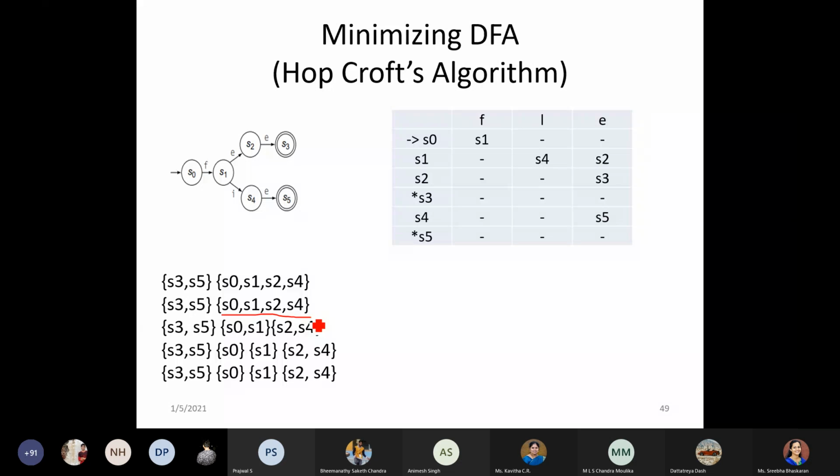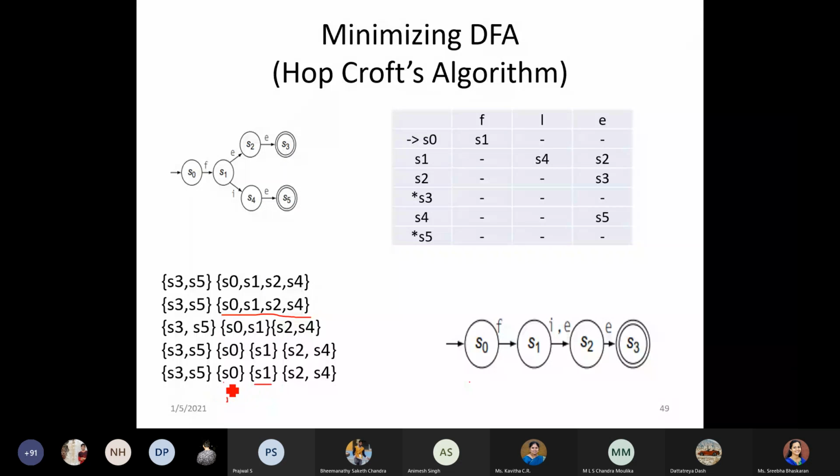Now, based on this, we have generated the minimized DFA, where this is our final state. I just renamed S0 to be S0 itself. S0 remains the same, S1 also remains the same, where S2 and S4 are named S2, and S3 and S5 combined are named S3. Or if you want, you can rename them using X, Y, or A, B, whatever.